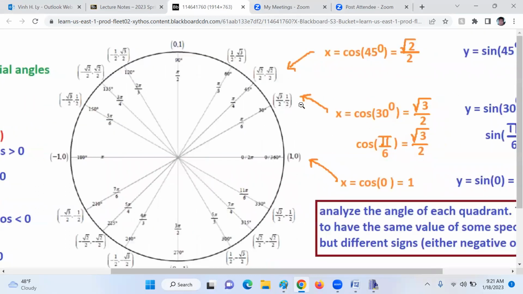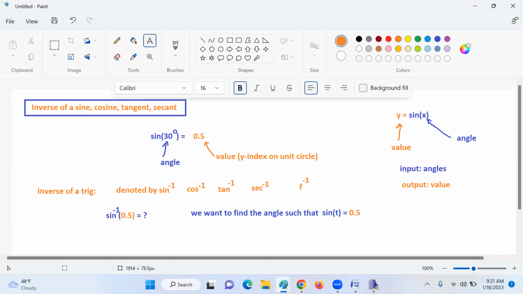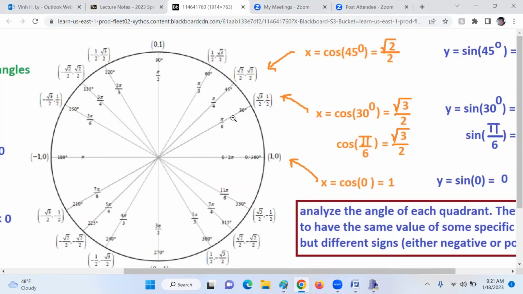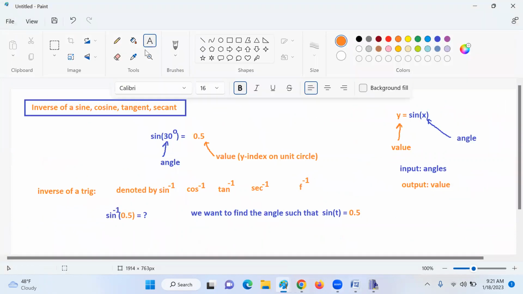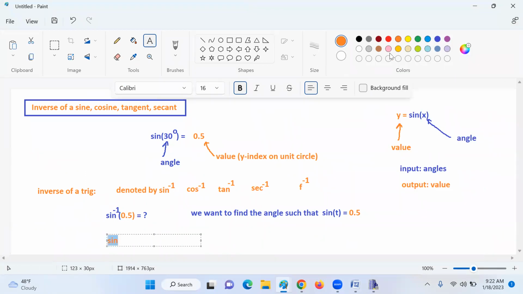So in other words, for every single cycle that you can see right here, there are actually 2 values that are going to give you 1/2, correct? They're actually 5 pi over 6 and pi over 6, or in other words, 150 degrees and 30 degrees. So if we want to figure out the inverse sine of 0.5, we need to be careful when we set it on the calculator. We're going to press second, and you're going to see that the syntax here will be sine inverse, but it's only going to give you a single quadrant value, so that would be 30 degrees. So we can say that the inverse sine of 0.5 will be 30 degrees.